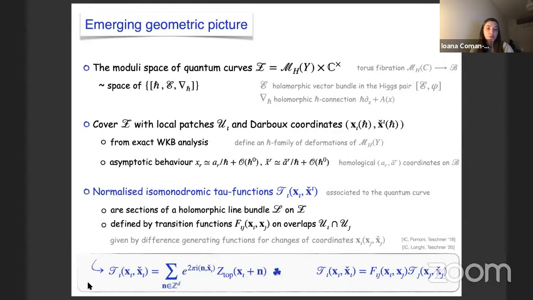And then at the next level, on the local patches U on the space, there exist appropriately normalized isomonodromic tau functions, which are associated to the quantum curve and allow us to extract the topological string partition functions, where the tau functions are seen as distinguished local sections of a holomorphic line bundle, which is defined by the functions that give the transformations of coordinates on overlapping patches. So this presents the story a little bit backwards to the way we have constructed it.